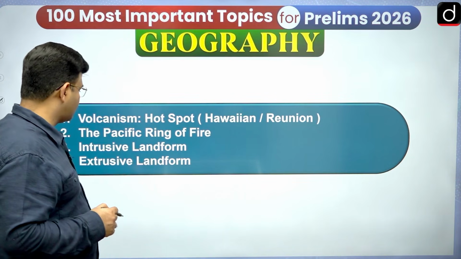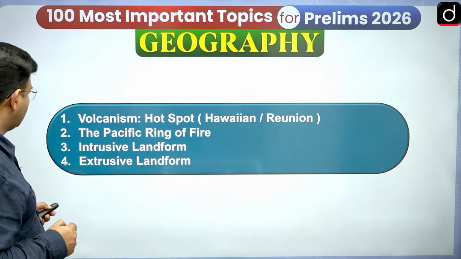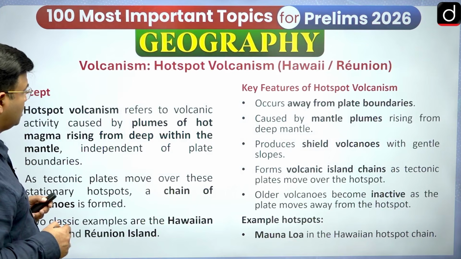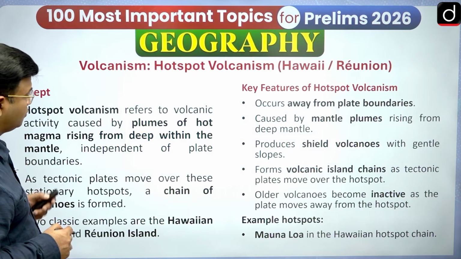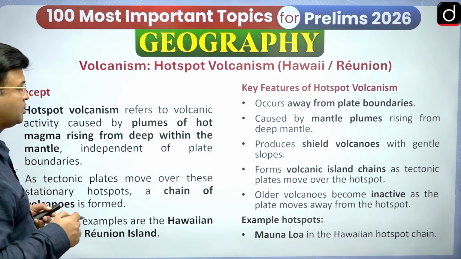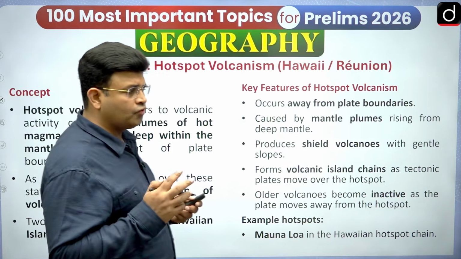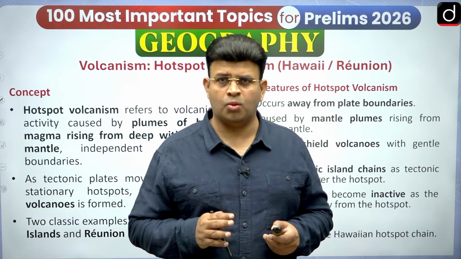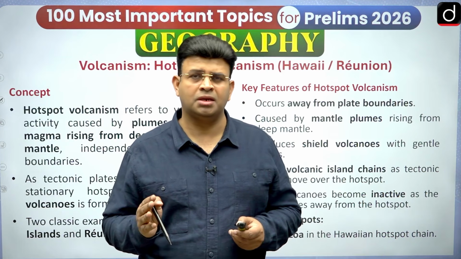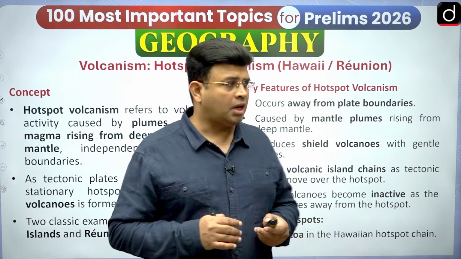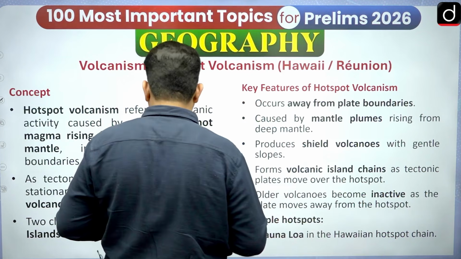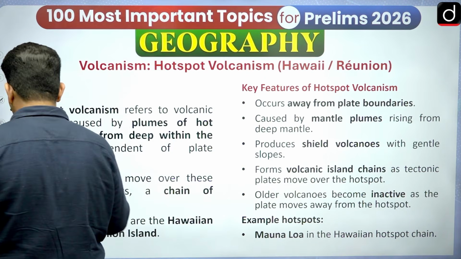And intrusive and extrusive landforms we'll see. So let us go and see volcanism and hotspot volcanism. In this one, especially in the world, the two famous hotspots are there. One is in Hawaii, and another one is Reunion. And first of all, let us go and see.